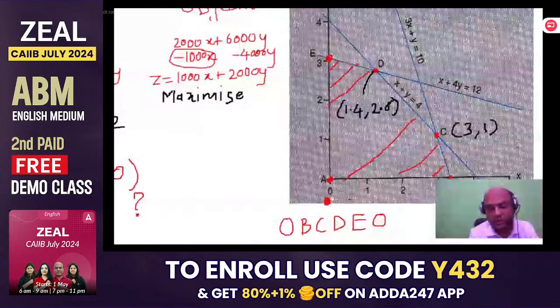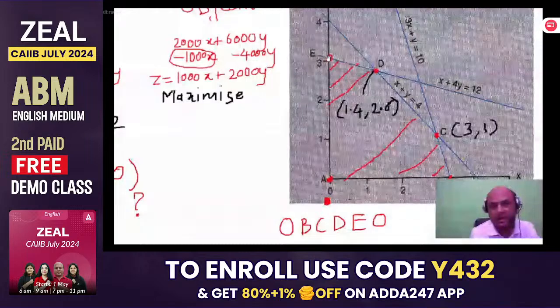O, this is the origin. Then this point, some name we'll give it. I think B. This point is B. Then C, then D, then E. And again we come back to O. Here I have written it A, so you can write it A also. Actually, it should be written as O. So O, B, C, D, E, and O. Again we have to come back to O.